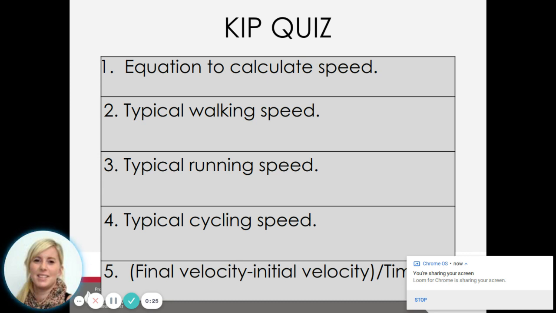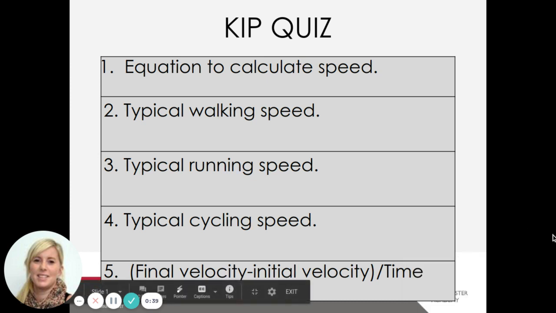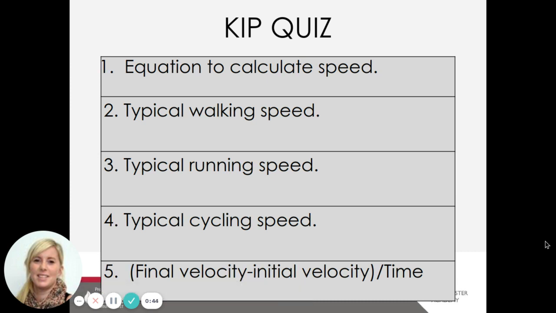So some of these are numbers that you have to remember. But for number 2, 3 and 4, can I see you use a unit as well? So what would the unit for speed be? So don't forget to pause and then come back when you've got your 5 key terms.